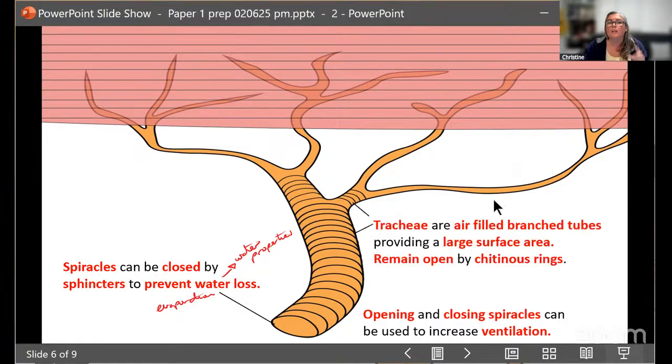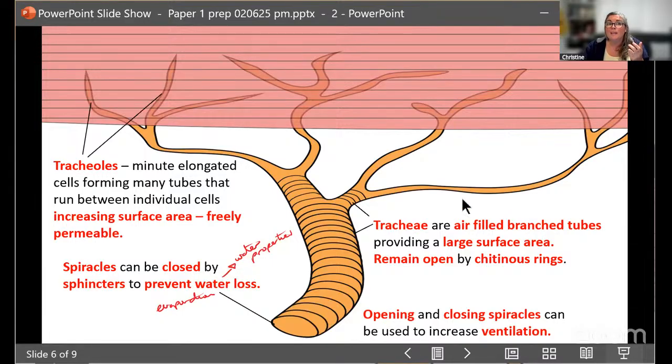So going back to this one, what you should know is about the tracheae. So the tracheae are this important part here, air-filled branched tubes, and they're going to provide a large surface area. Now they are going to remain open by chitinous rings. So it's important you know the chitinous rings are there to keep it open. Now, if they compared that with the breathing apparatus in the mammals, we obviously have cartilage that maintains that opening. Chitinous rings maintain the opening here. So it's about potentially similarities and differences where they could go.